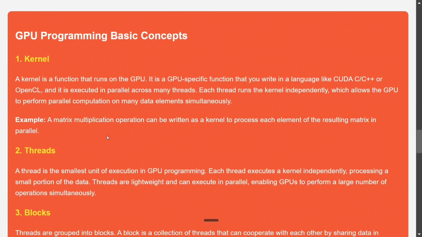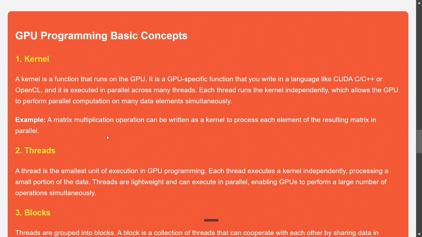It is a GPU specific function written in any language, be it CUDA C, C++, or OpenCL, and it is executed in parallel across many threads. So it is a function that can enable the GPU for you. Each thread runs the kernel independently, which allows the GPU to perform parallel programming. A matrix multiplication operation can be written as a kernel. In GPU programming, we don't call them functions, we call them kernels. I would be writing a kernel for this, assume it like that. What is a thread? A thread is the smallest unit of execution in GPU programming.